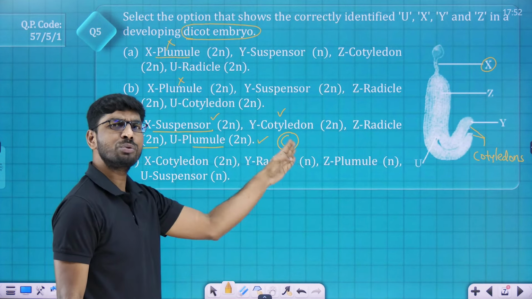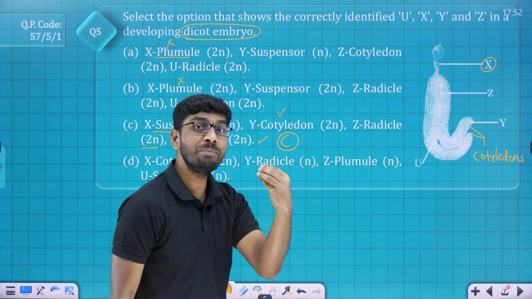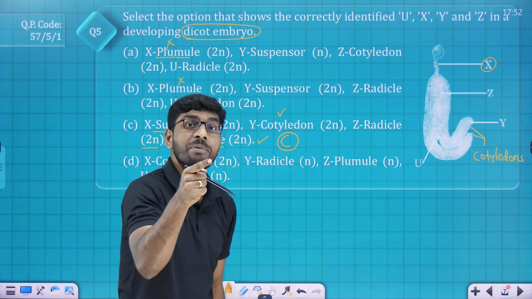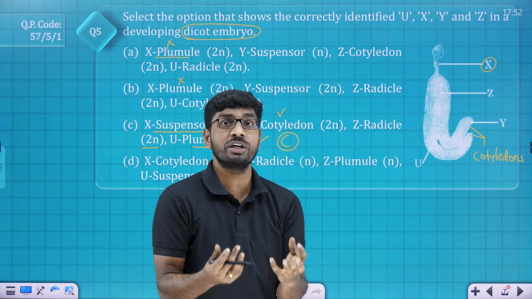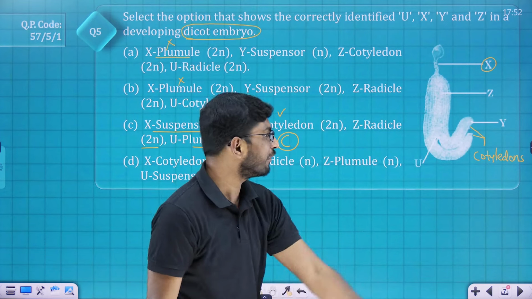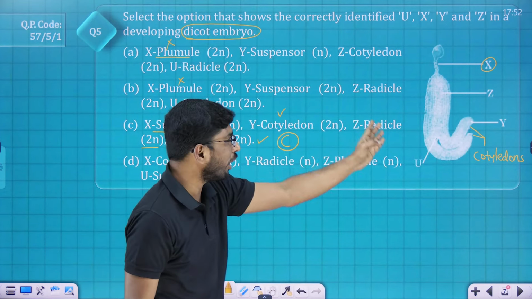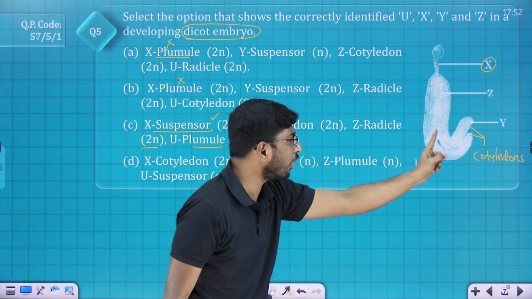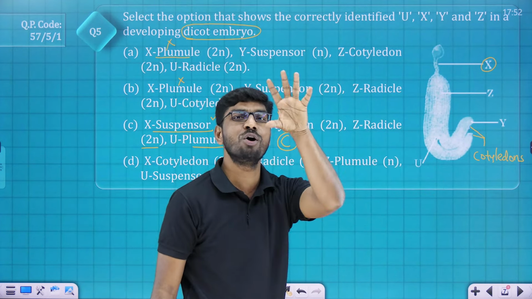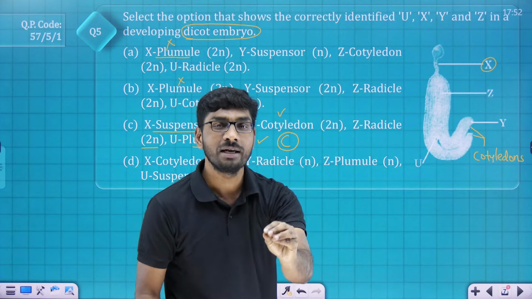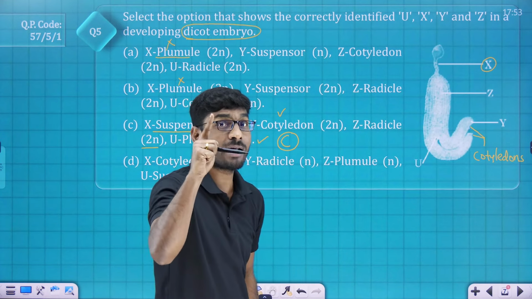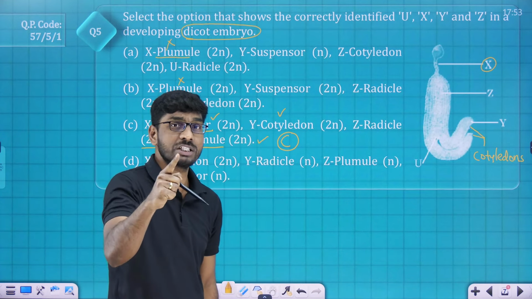Why did they mention 2N, diploid? Embryo is diploid because embryo develops from the zygote. Zygote is formed by the fusion of 2 haploid gametes. So remember all of you, X suspensor, diploid. Z radicle, diploid. Y cotyledons, diploid, and U plumule. The total structure is diploid. It is a mature dicot embryo diagram. So diagram based questions are going to come from this chapter.